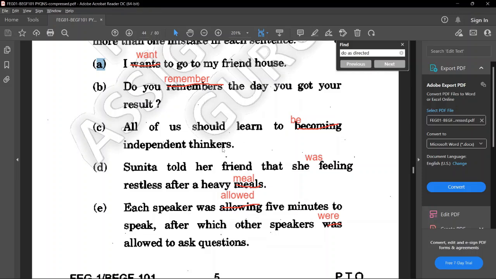Next, Sunita told her friend that she was feeling restless after heavy meals. So I'm sorry guys, I read the answer. She feeling restless after a heavy meals. First, she feeling is not right because she was feeling or she will be feeling or she would be feeling will be right. But in this case, since you're talking about past tense, it will be was feeling restless after a heavy meals. A will only come to indicate the singular version of nouns, so it will be a heavy meal. A heavy meal.